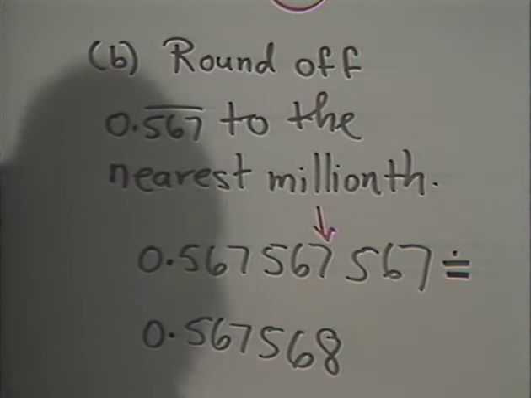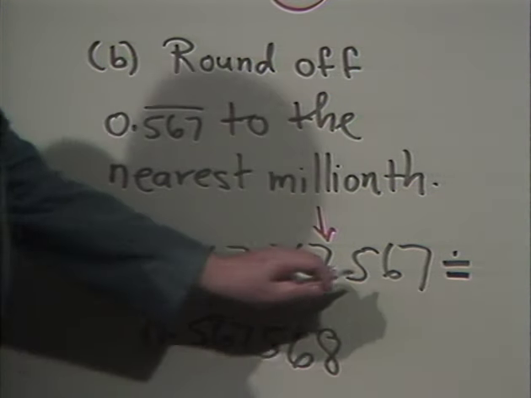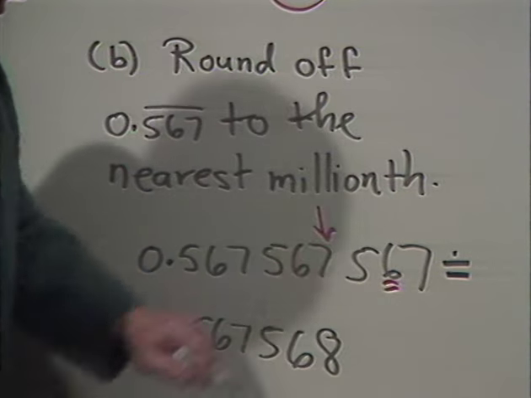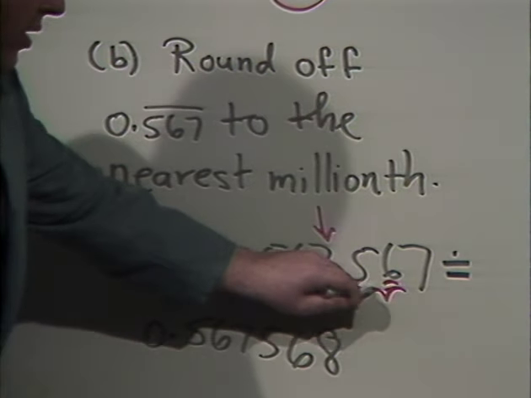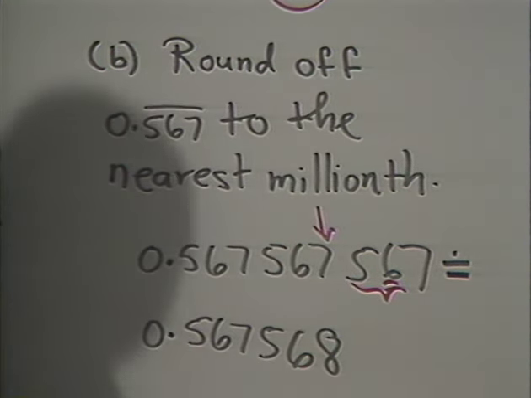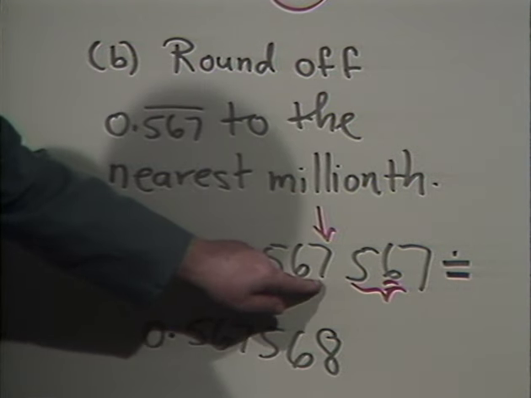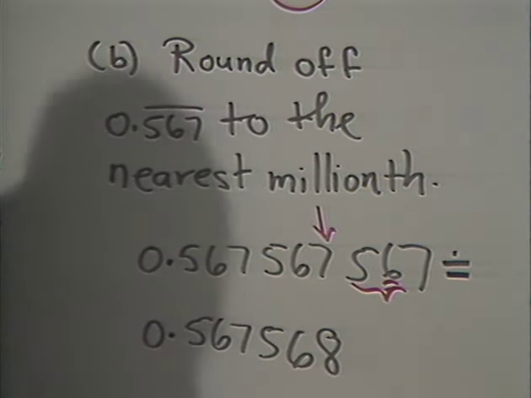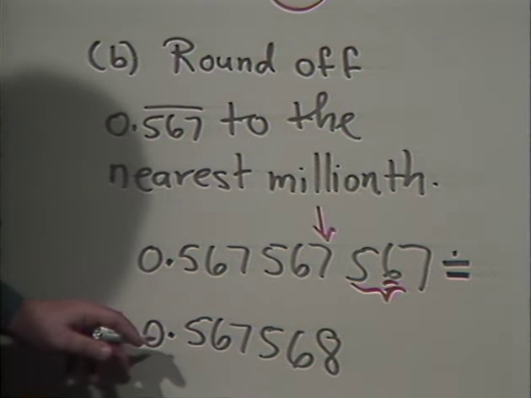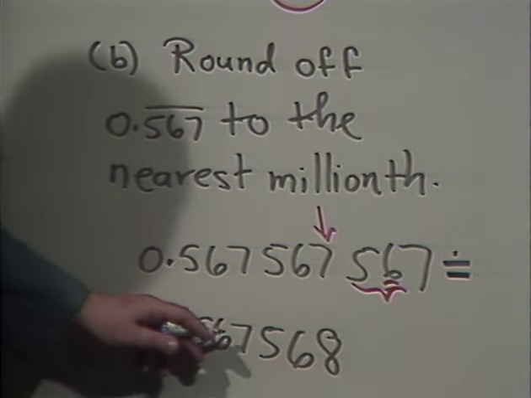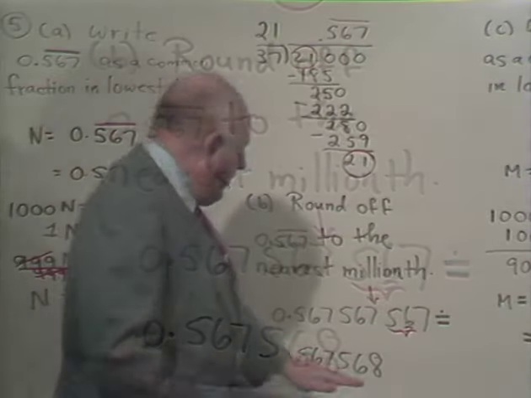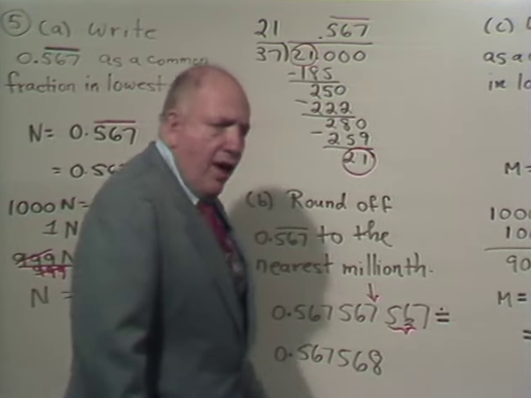What's the digit immediately to the right of the millionths place? It's a 5, actually more than 5 because this is a 6 over here too. In other words, this is more than halfway because this is 56. That means I change the 7 to an 8 and drop the rest of the digits. So the answer to part B is 0.567568.